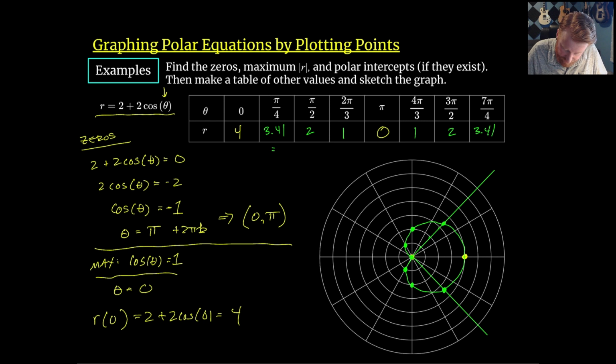Let me get rid of these guides just so we have a better look at the shape. But there we go. Here we have our shape, and this is going to be called a cardioid. It kind of has this heart look to it, which is, I'm assuming, why it's called a cardioid.